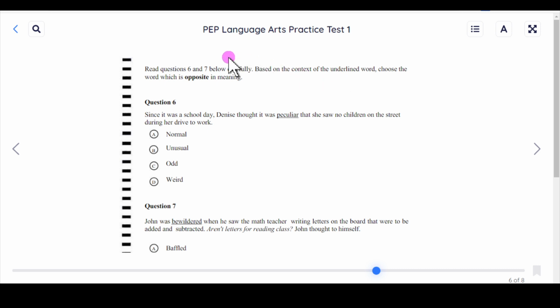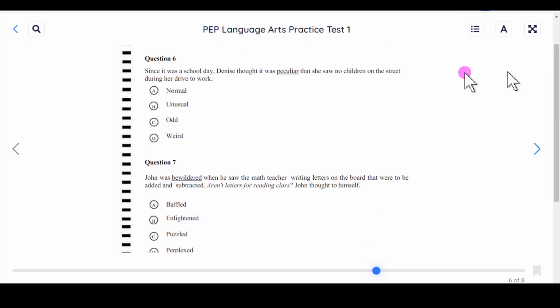Let's go with number 6 and 7. Read questions 6 and 7 below carefully, and based on the context of the underlined word, choose the word which is opposite in meaning. So we're looking for antonyms. All right, let's go with question 6. Since it was a school day, Denise thought it was peculiar that she saw no children on the street during her drive to work. So peculiar is my word of focus.